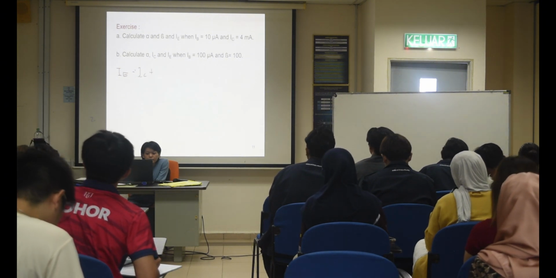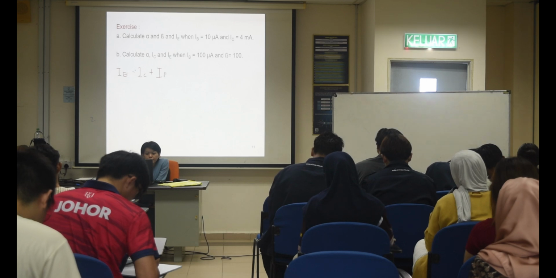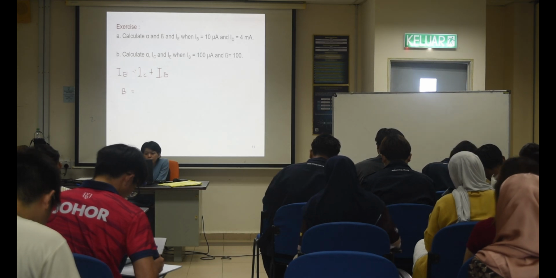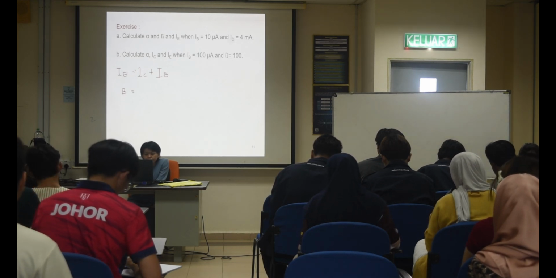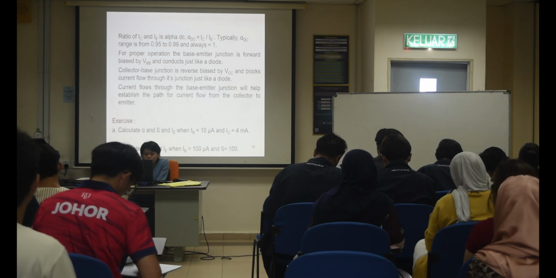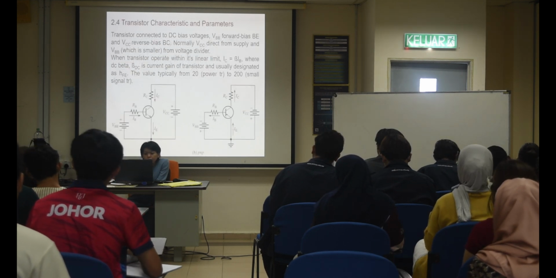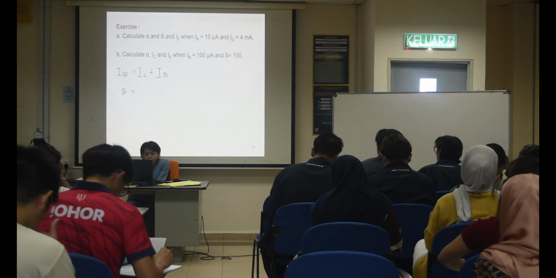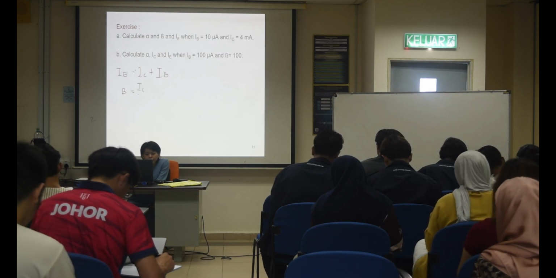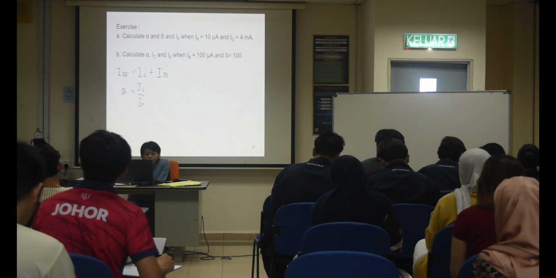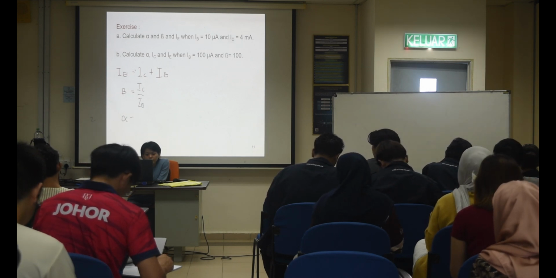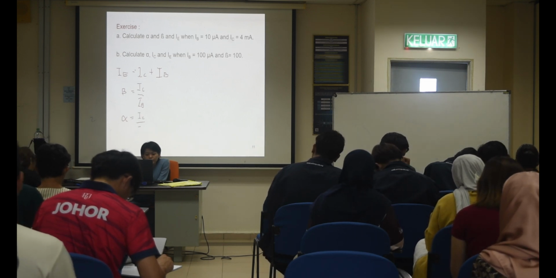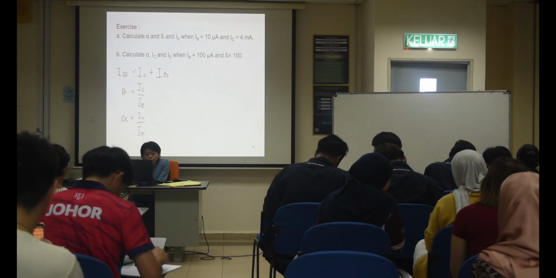Plus IB. Right? Okay, the second formula is what? Beta equals to what? IC divided by IB, right? IC divided by IB. Okay, alpha equals what divided by what? IC divided by IE. Then you use these three formulas in the table.